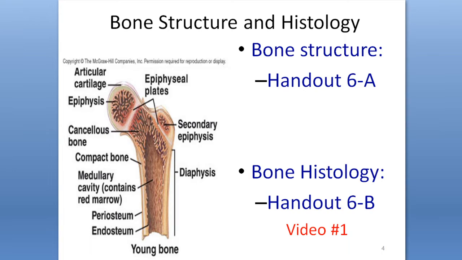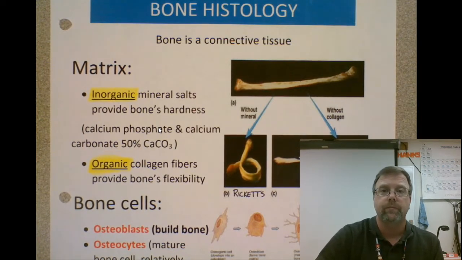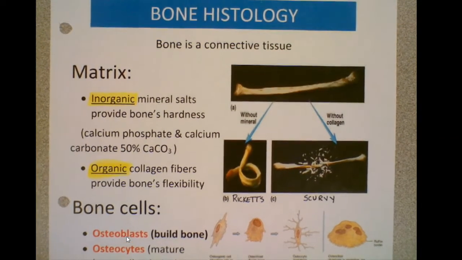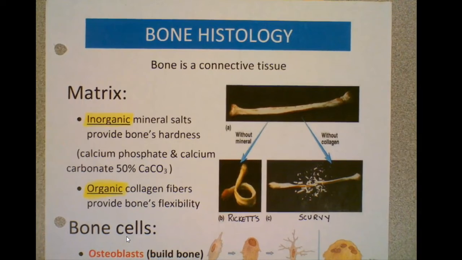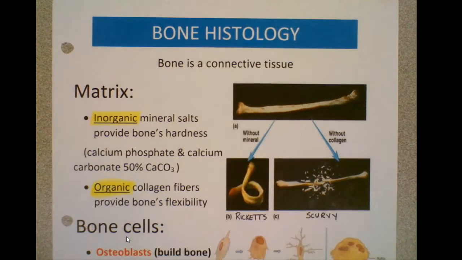Okay, so if we go back to our handout here, we're going to look at this handout. Now, histology are tissues, how the cells build the tissues that make up the bones. So bone histology is bone tissue.